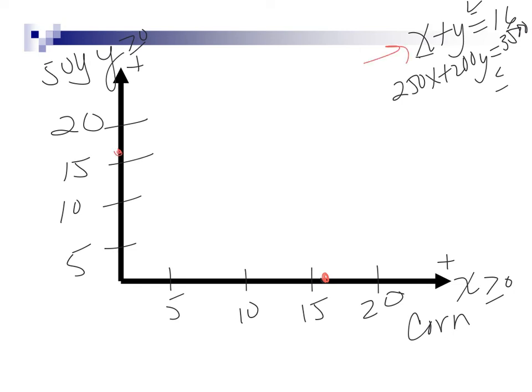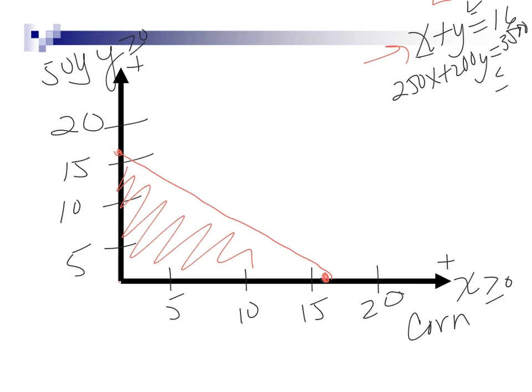So for this line here, less than or equal to, if I plug in 0, 0, I know that makes it true. So here is my line if I connect my x and y intercepts. And my shaded area is going to be down here.